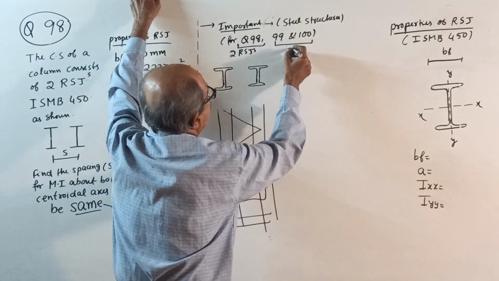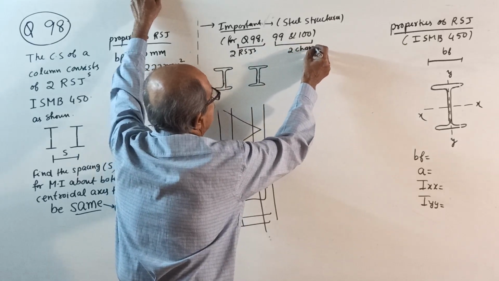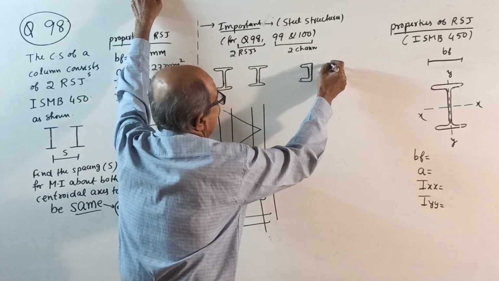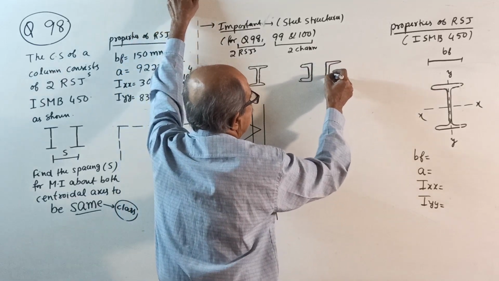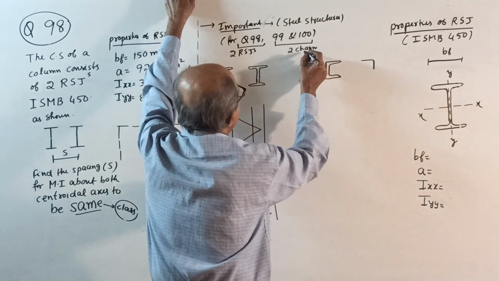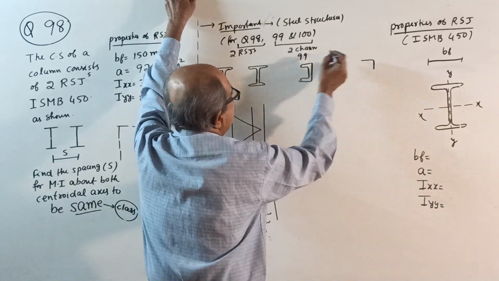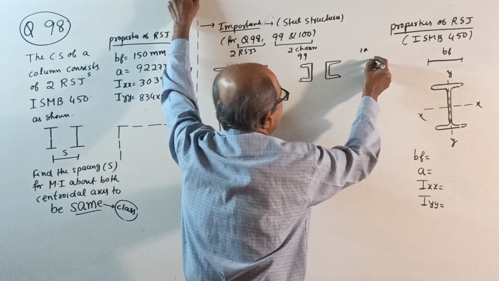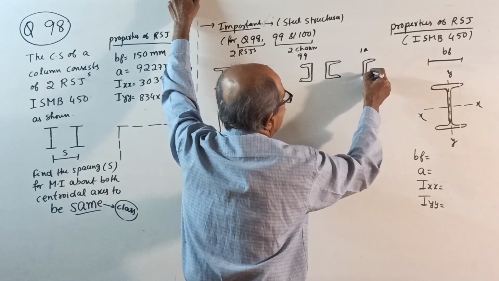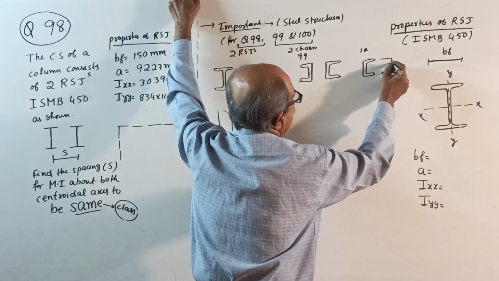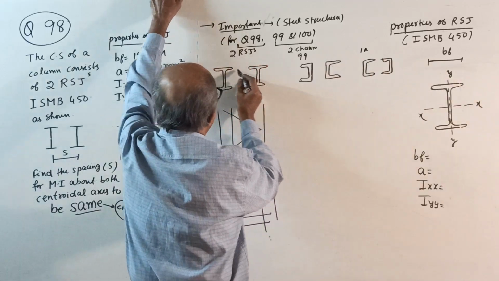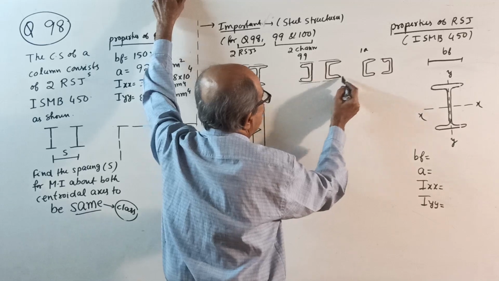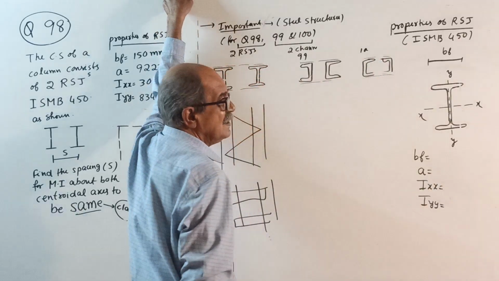Question 99 is for two channels. Two channels, this way. Either they can be placed back to back like this, or they can be faced. This is question number 99. This is question number 100. Or they can be placed face to face. Of course, here the connection will be, they are properly connected. That is very important. They are properly connected, that is lacing or battening.